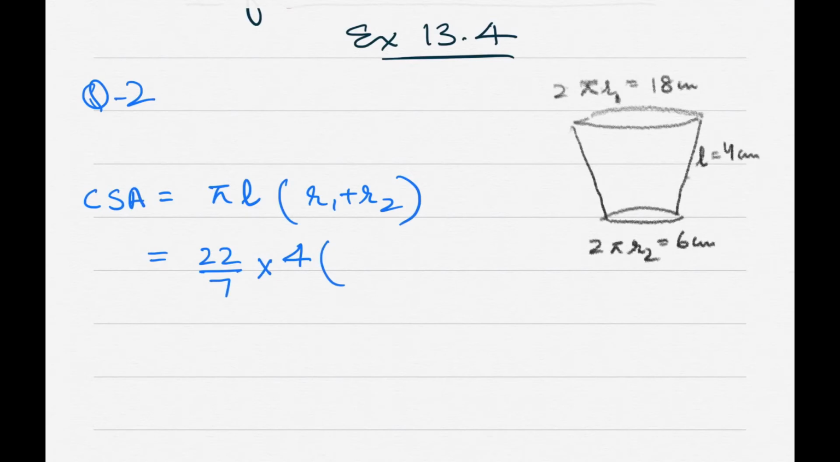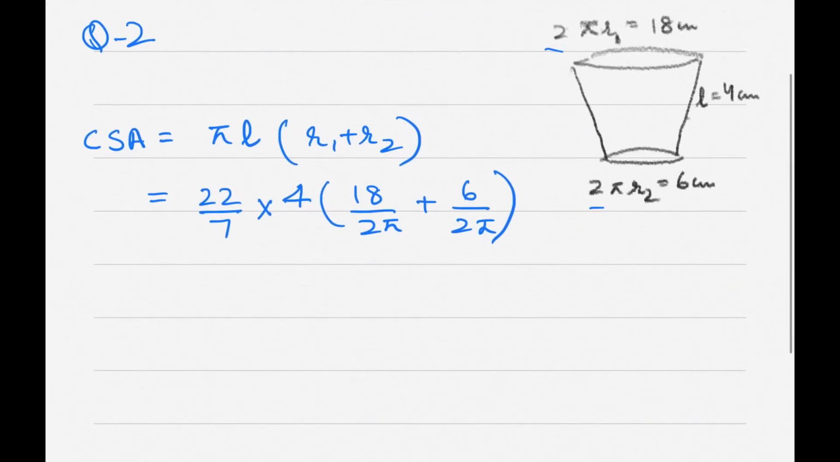Now R1 and R2. So 2 pi R1 is given as 18, right? So now I can write this as R1 will be equal to 18 by 2 pi and R2 will be equal to 6 by 2 pi, right? So I have derived this from this and this. So that's fine, I think.